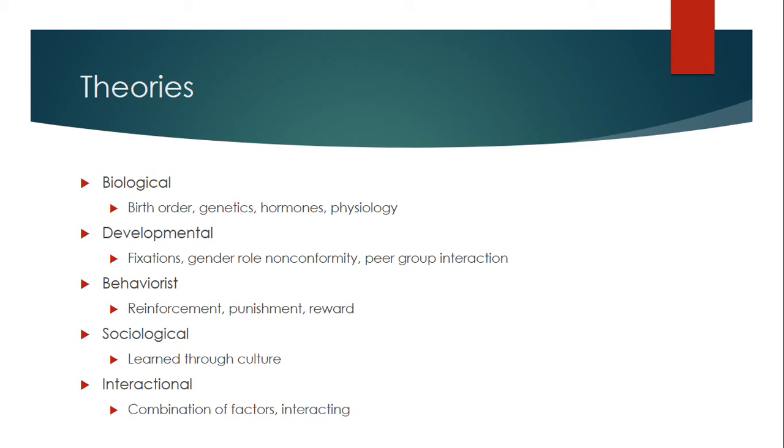So again, theories are not 100% accurate as far as this one's right or this one's wrong. It's just different ways of looking at how something could occur. So those are the different theories on sexual orientation.